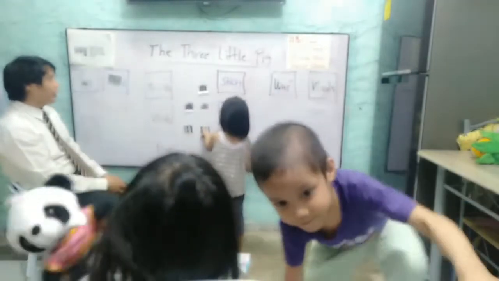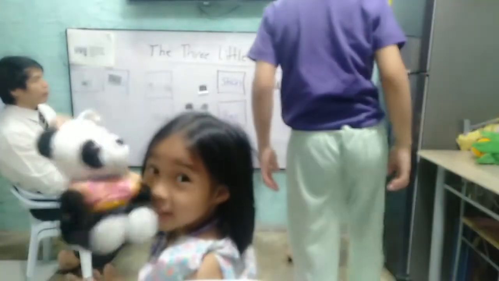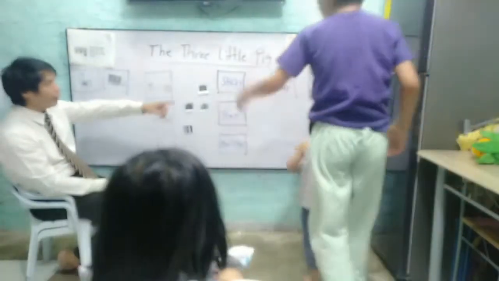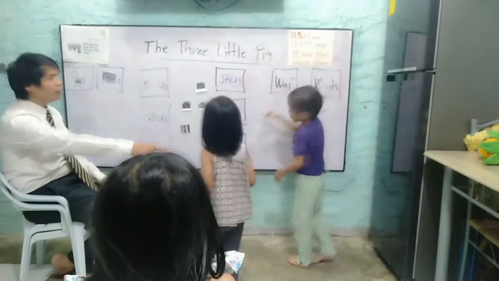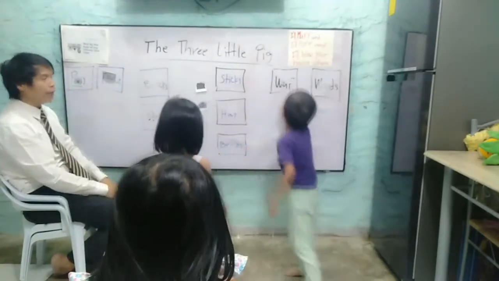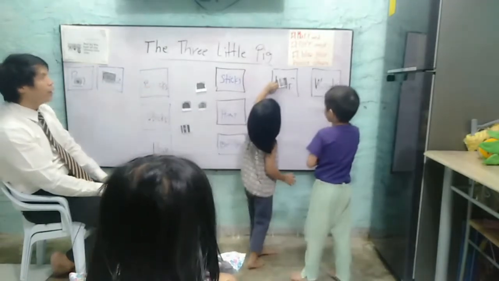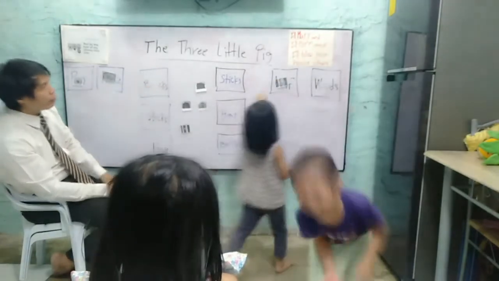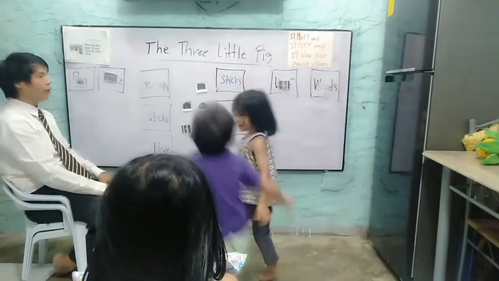Abesh, I call Abesh. Get one picture and then put it there. Where do you want to put that one? Oh, that's the woods. Abesh, put it in the right place, the right word inside the box. Put it properly. Don't turn it around. Oh, okay. Wow, very good.